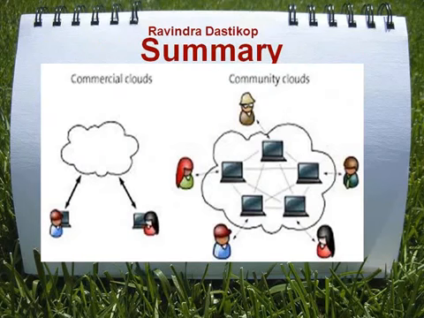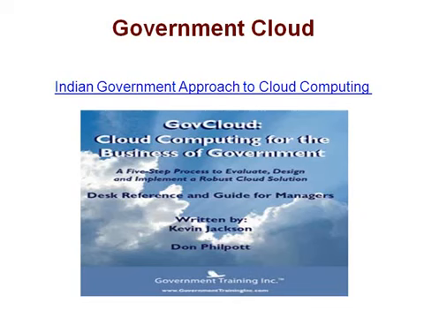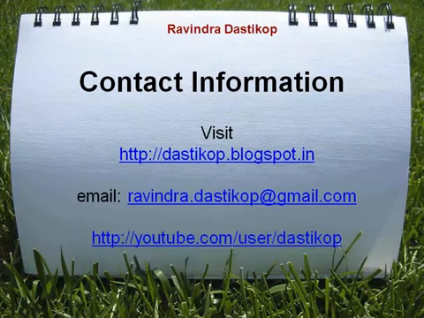The summary is this: on the left side you see commercial clouds. And there are community clouds, which are designed for people who have a common interest. Many times even governments build clouds, and they are called government clouds.